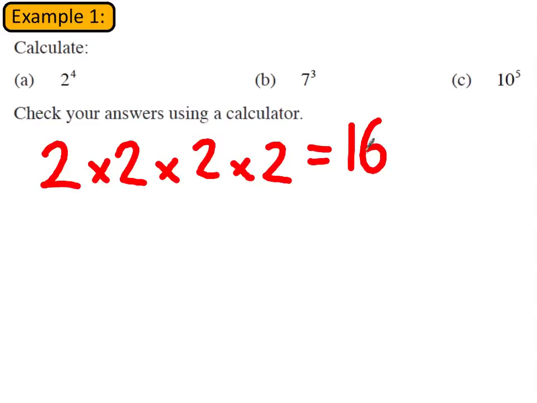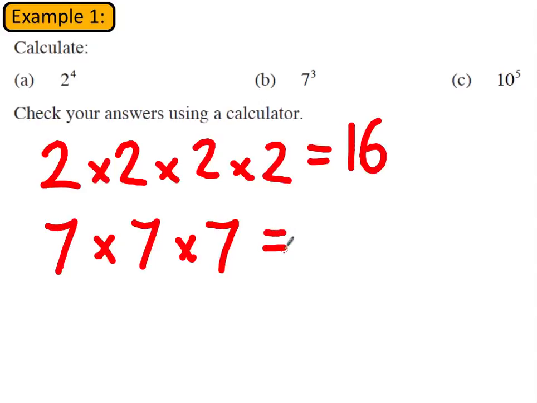Part B, 7 cubed, well, that means 7 multiplied by 7 multiplied by 7, the index here being 3, so you times 7 by itself 3 times. Now, we're not covering in this lesson multiplication methods, but you should have a way of calculating that already, I hope, from your previous work. The answer to this is 7 times 7 is 49, and then you'll need to do 49 times another 7, which is 343.